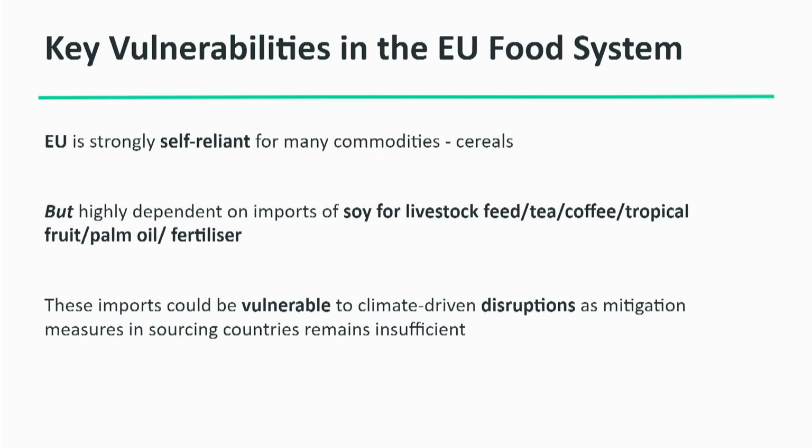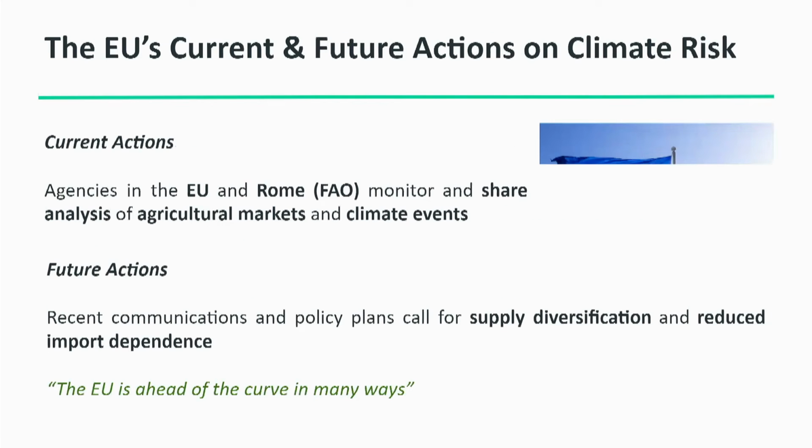Well, firstly, it's important to note that stakeholders reminded us that the EU is quite strongly reliant on many commodities, which other presenters have talked about, so cereals, for example. But the EU is highly dependent on certain imports for soy, for livestock feed, tea, coffee, tropical fruit, palm oil, and fertilizers. And these imports could be vulnerable to climate-driven disruptions, as mitigation measures in the sourcing countries for those commodities still remains inefficient and inadequate.